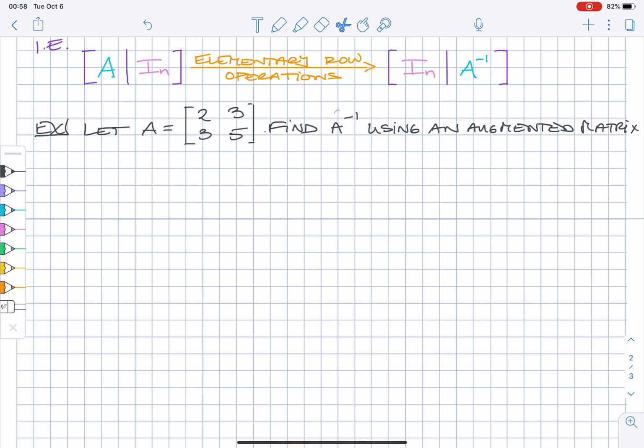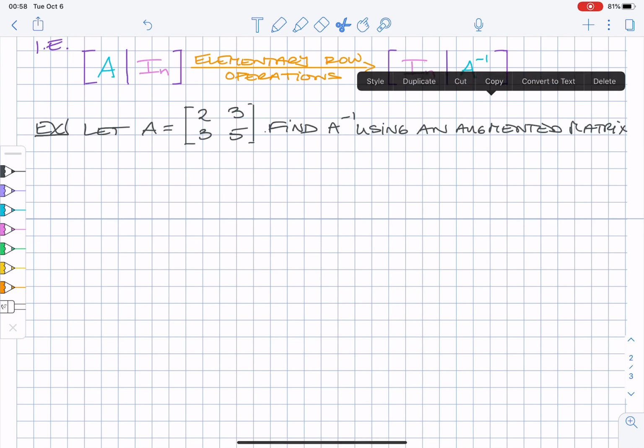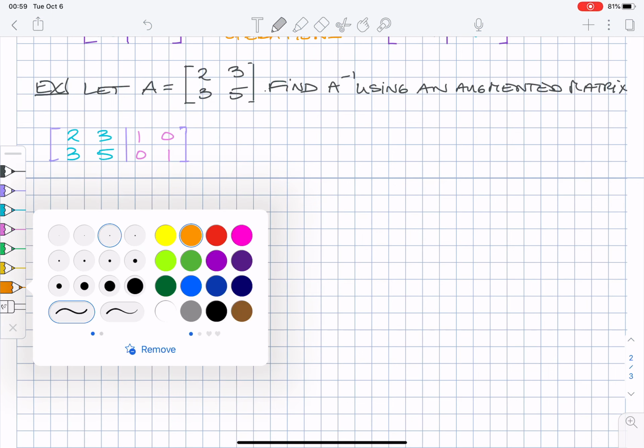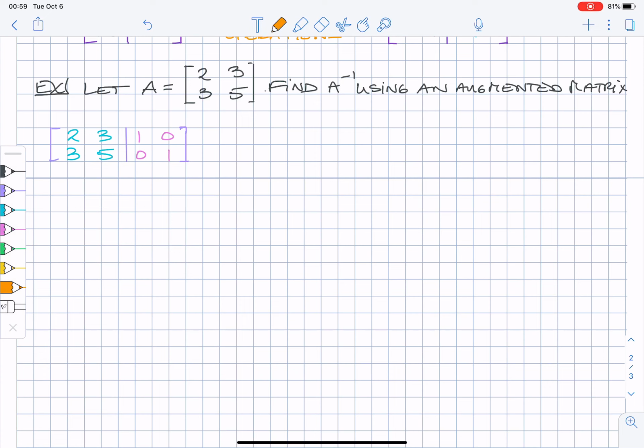Okay, let's see if I can move this a bit to the left. So what I'm going to do is set up an augmented matrix here. So I've got A, 2, 3, 3, 5. I'm going to augment that with the identity matrix 1, 0, 0, 1. And I'm going to try to use elementary row operations to get the identity matrix on the left. So the first step is I want a 1 in the place where 2 is. So let's do 2 times row 1 minus row 2.